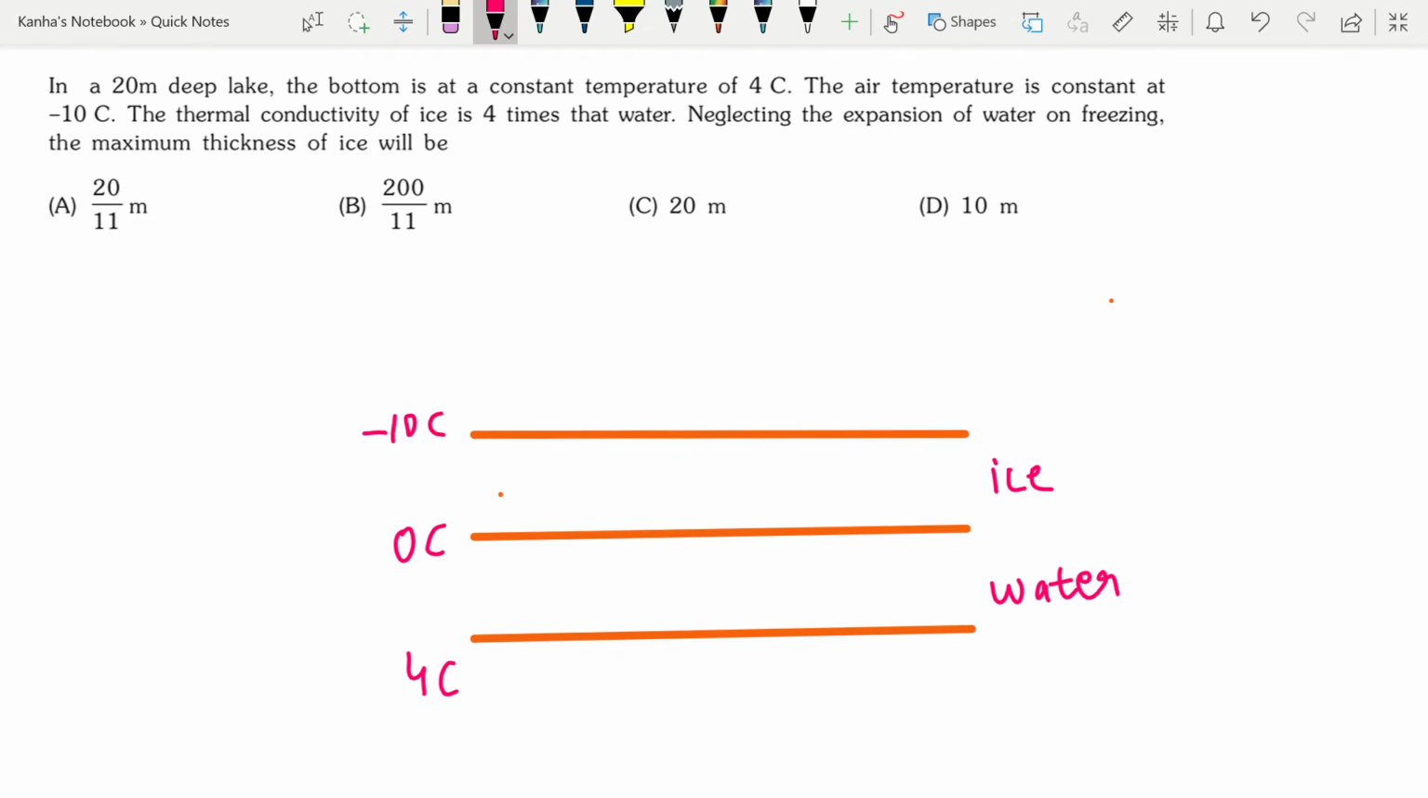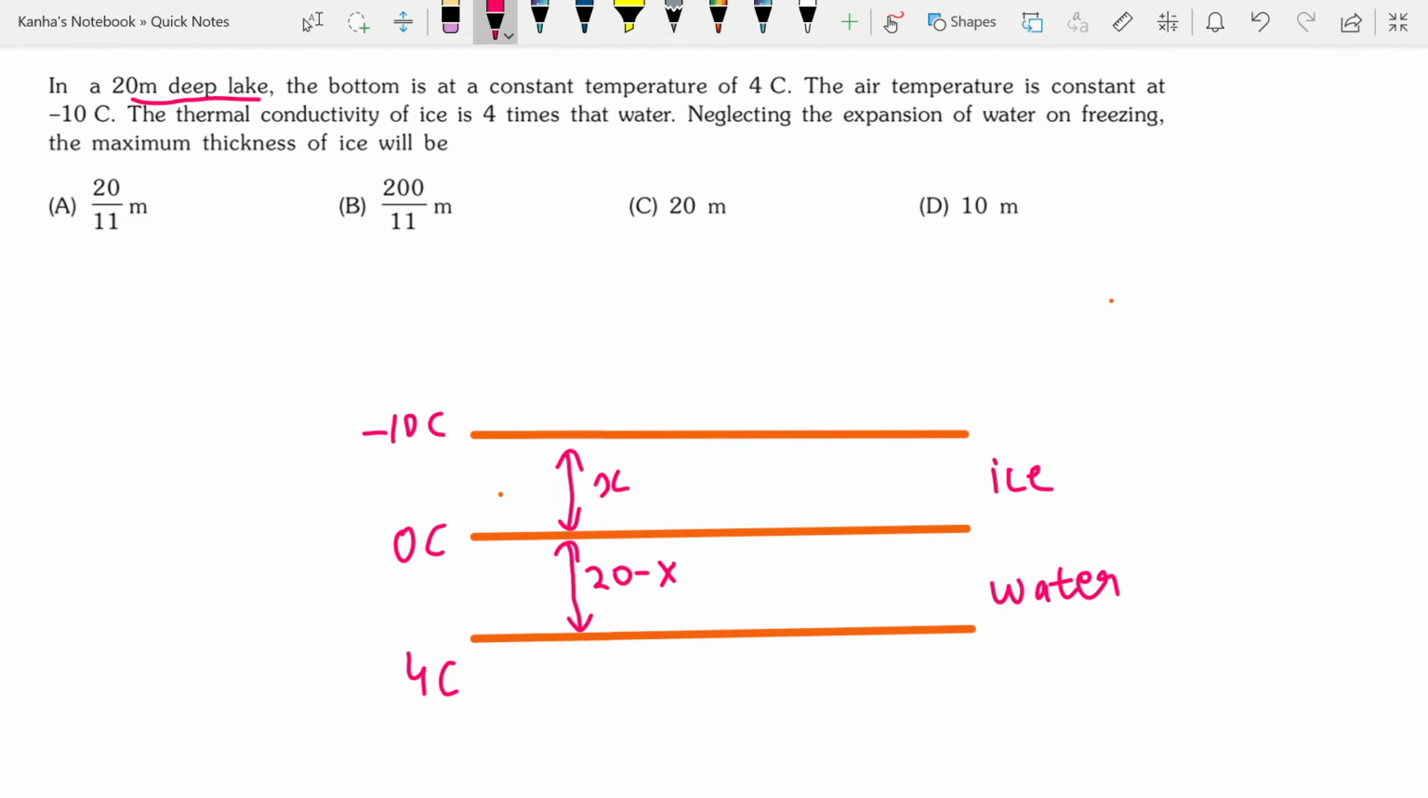So first thing that you should notice is that the rate of heat flow is the same through the water and ice in steady state. So in steady state, the rate of flow is same. So let me just write this distance as x. So what will be this distance? It will be 20 minus x, because it's given it's a 20-meter deep lake.